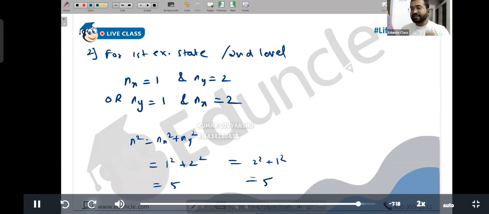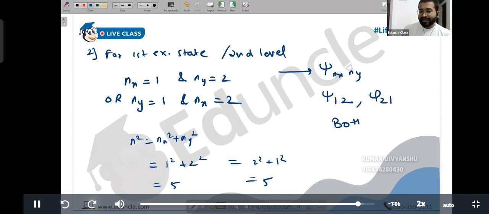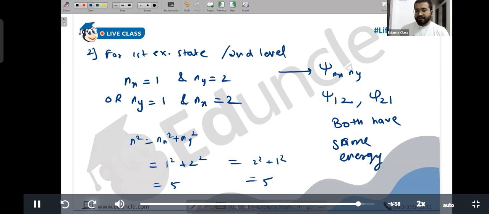This is where the concept of degeneracy comes in. We have 2 different wave functions. Remember, you write nx and ny. One wave function is 1, 2. Another wave function is 2, 1. But both have the same energy. Why do both have the same energy? Because n square is 5. And what is the energy of the second state, second level? Energy of the second state is n square pi square h square upon 2 ml square. What is n square? 5. So it is 5 pi square h square upon 2 ml square. Both of them have the same energy.